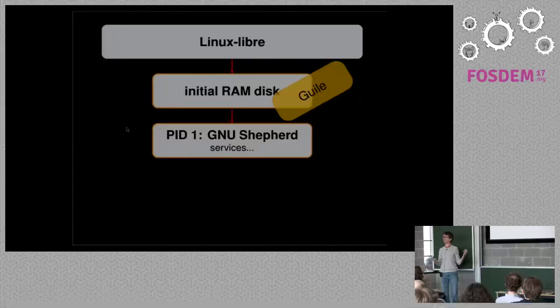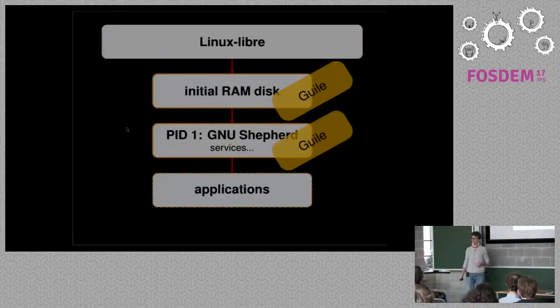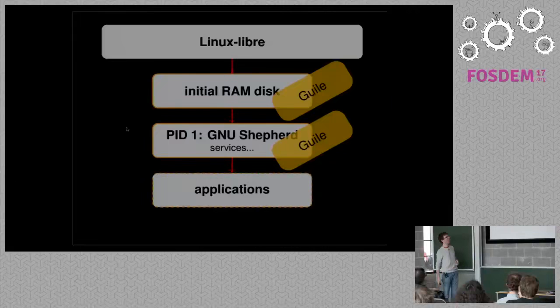It's an init system, right? So we're not using systemd or runit or one of these. We're using the Shepherd, which is also written in Guile. So I'll show why it's interesting. And finally, we have applications which may or may not be written in Guile. Yeah, some of them are still not written in Guile. That happens.